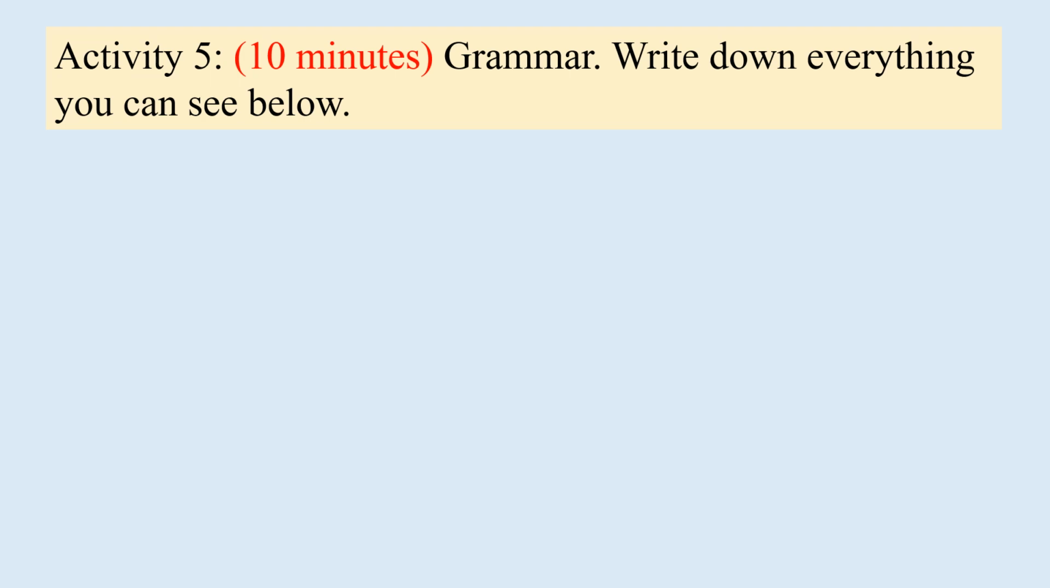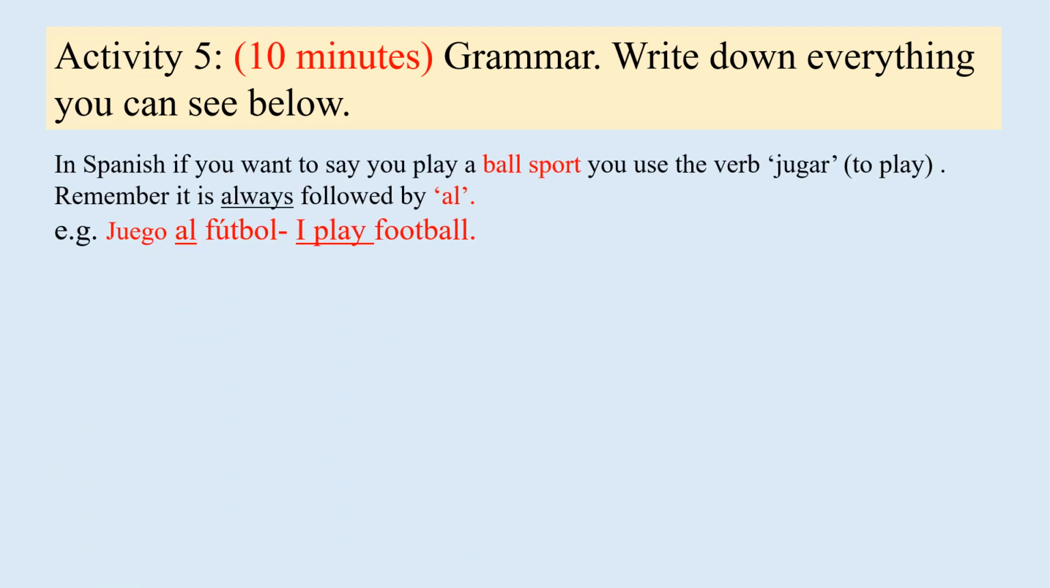Okay, let's go into the grammar a bit more now. We'll spend about 10 minutes. I'd like you to write down everything you can see below in just a moment. So I'll talk it through with you first, then you'll pause the video to write everything down. So in Spanish, if you want to say you play a ball sport, so anything like tennis, netball, hockey, you have to use the verb jugar, which is to play.